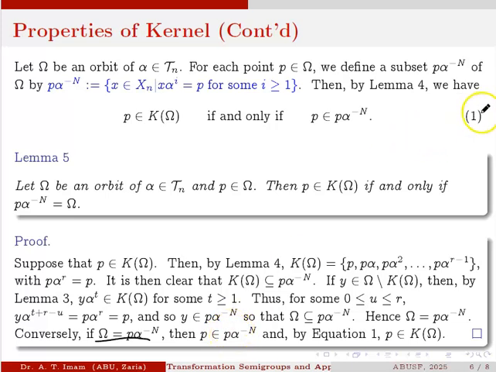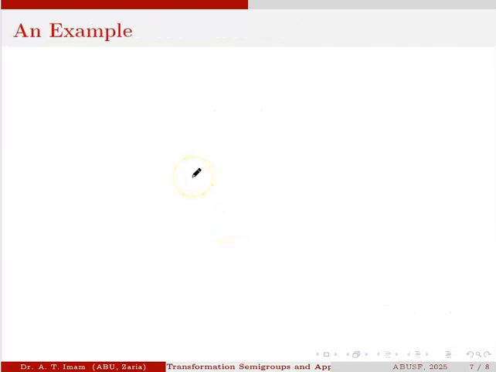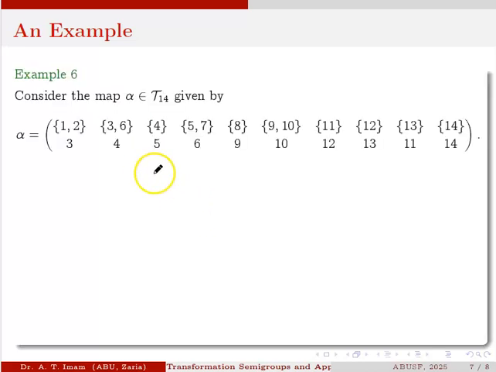And then by equation 1 here, equation 1 is saying P is in the set of eventual images if and only if P is in the kernel. So therefore P will belong to the kernel. So this is our last observation for the properties of the kernel. But before we round up this discussion, let us look at an example.